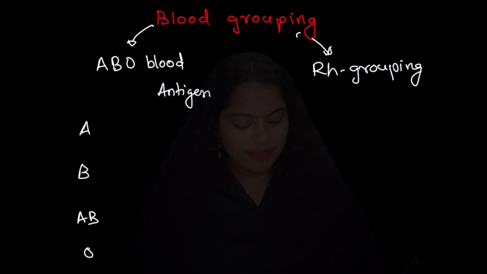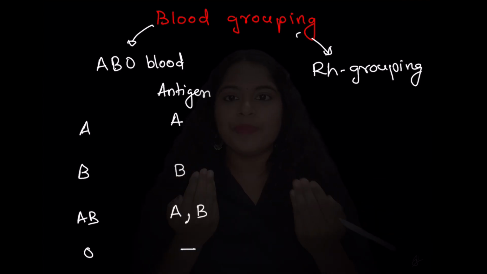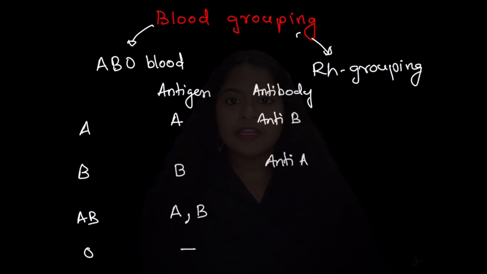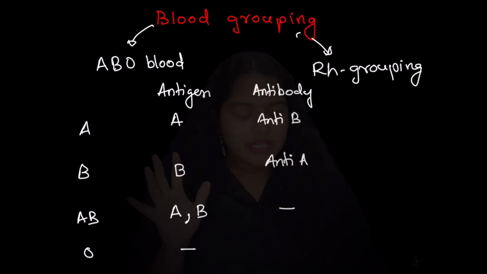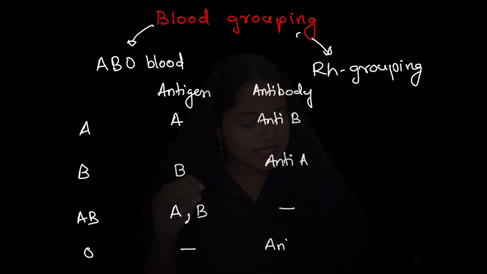Based on the presence of antigen, A blood group people have antigen A in their body, B blood group have antigen B, and AB blood group have both antigen A and antigen B in their body, and the O blood group people do not have any antigens on their RBC. There are also antibodies present in the blood plasma. The antibodies for blood group A is anti-B, blood group B is anti-A, and AB blood group people, since they have both types of antigens, won't have any antibody in their body. Now coming to the O blood group people, since they don't have any antigen, they have both anti-A and anti-B antibodies present in them.